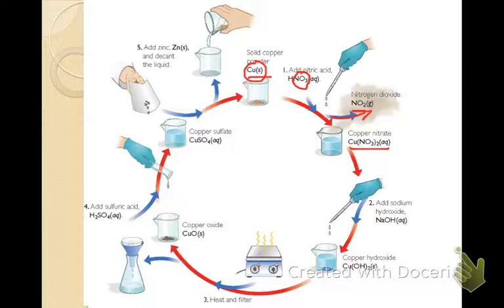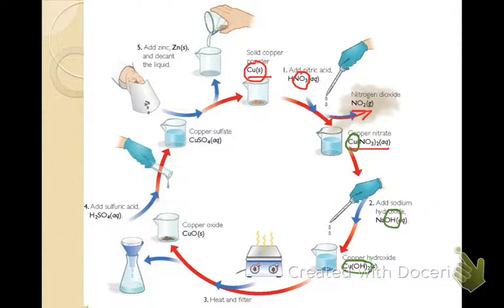From there, we took sodium hydroxide and added that to the copper nitrate. So we took the copper from the copper nitrate, added sodium hydroxide, and formed copper hydroxide from there.